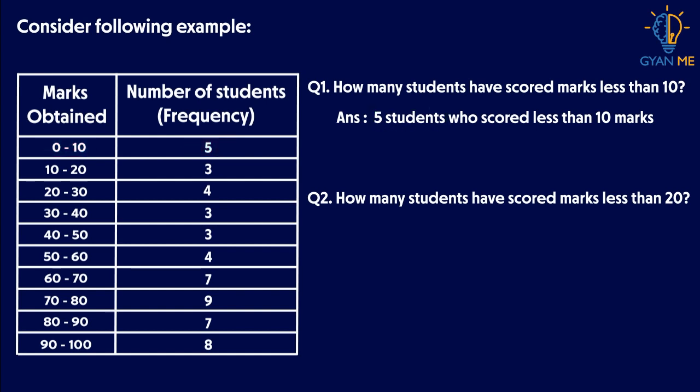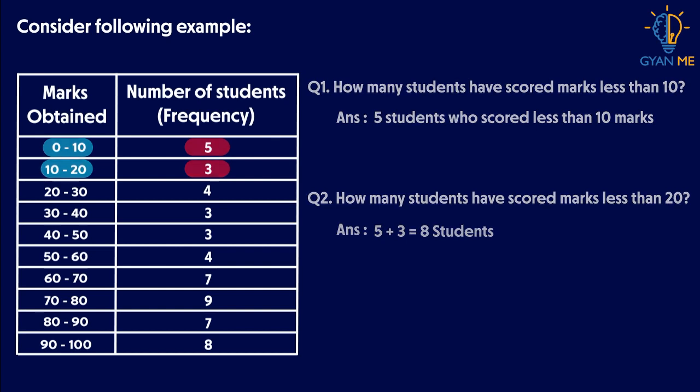But now when it comes to the second question, we asked how many students scored less than 20 marks. Is it 3? Maybe not, because students scoring marks between 0 to 10 are also less than 20. So total students will be 5, which are between 0 to 10, plus 3, which are between 10 to 20. So this gives us 5 plus 3, 8 students who have scored marks less than 20.